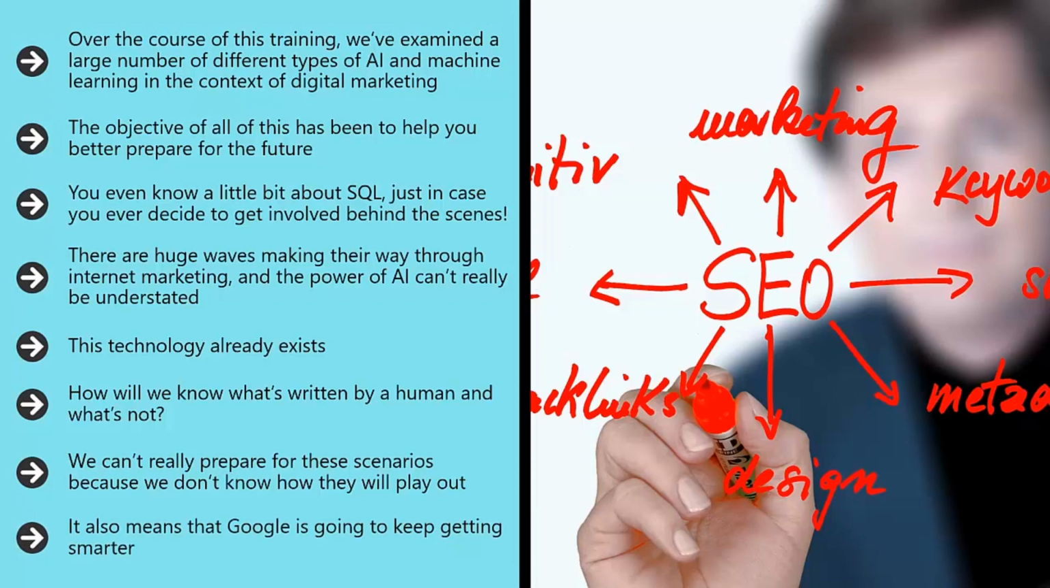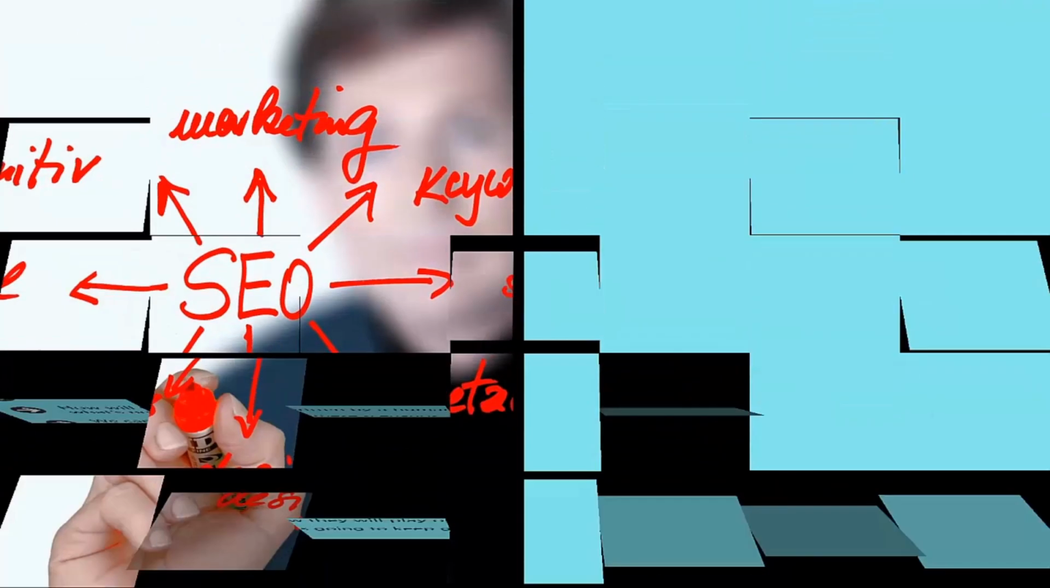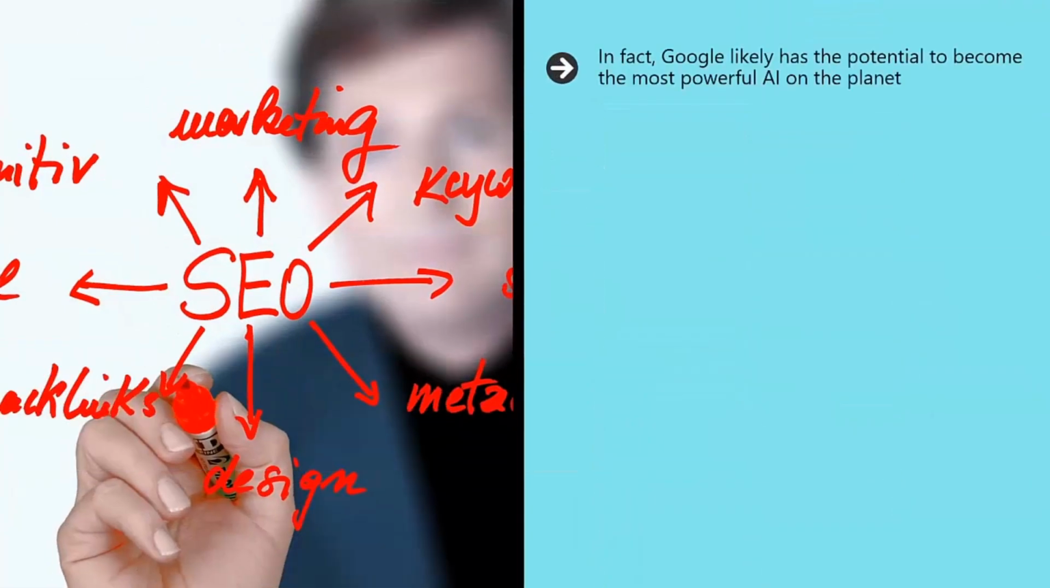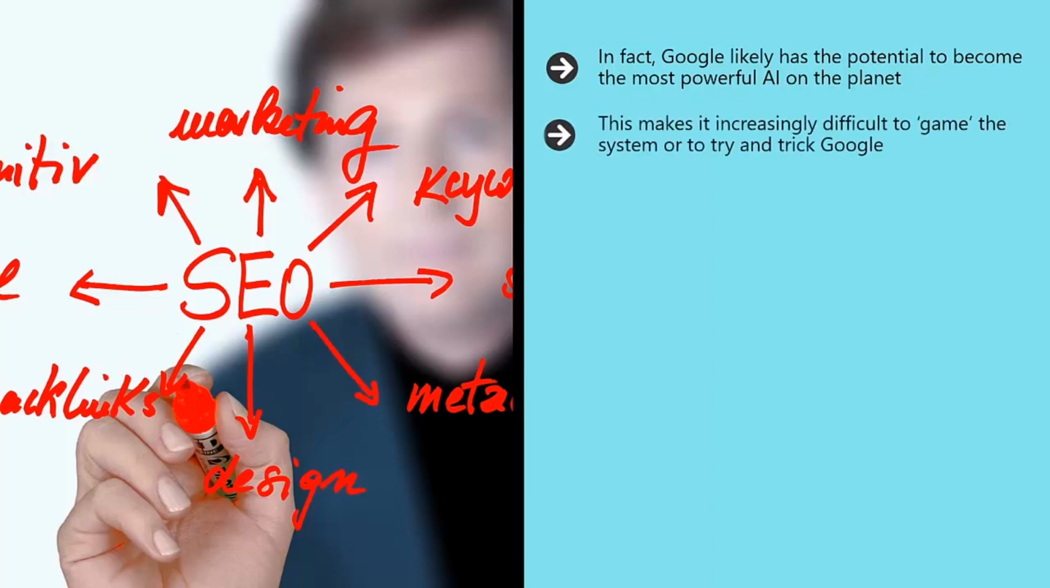Google used to look for keyword matches, but now it actually understands the meaning of a website and can use many more metrics in order to understand whether it is high or low quality and whether it is delivering on what it claims to do. In fact, Google likely has the potential to become the most powerful AI on the planet, owing to the huge amount of information it has access to and the huge resources that the company pour into it. This makes it increasingly difficult to game the system or to try and trick Google.